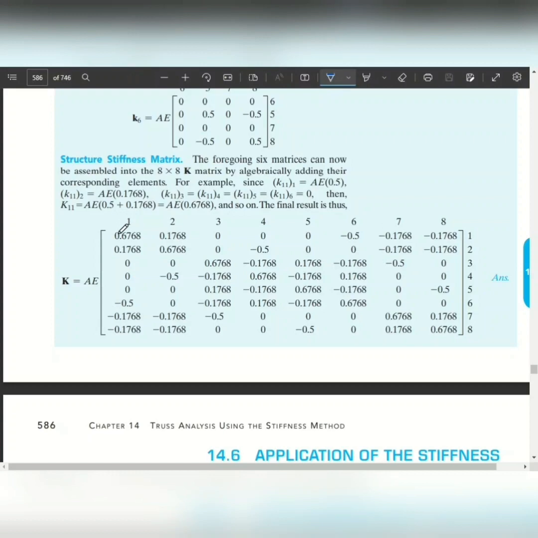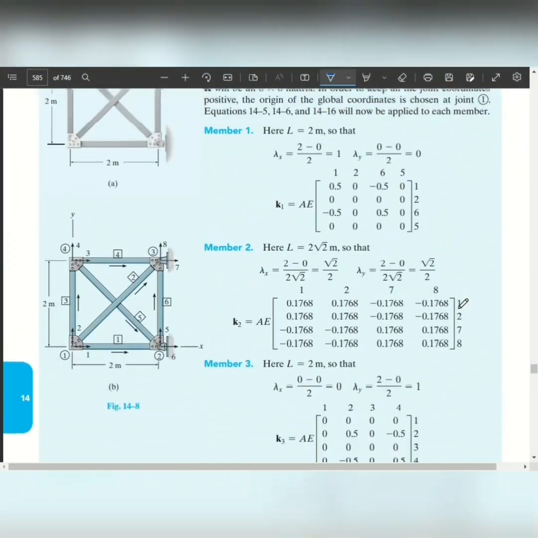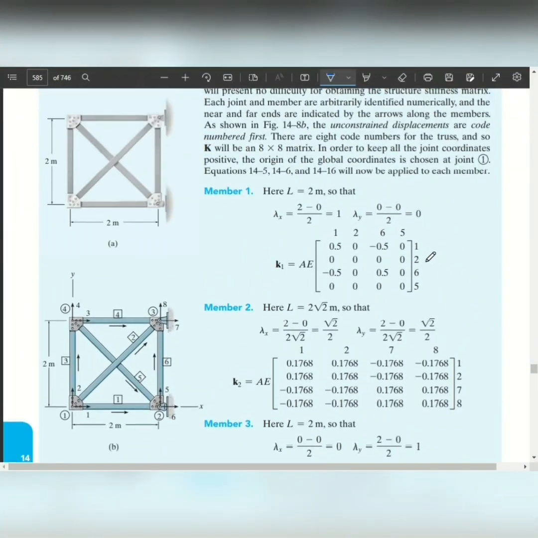Just add these two values, 0.176 and 0.5, so we get 0.676. Okay, so now for 2 and 1, we just need to go to 2 and 1, this is 0, 2 and 1, 2 and 1.